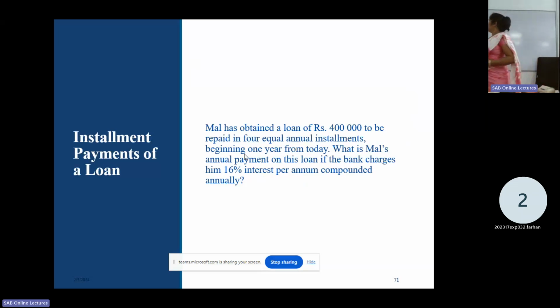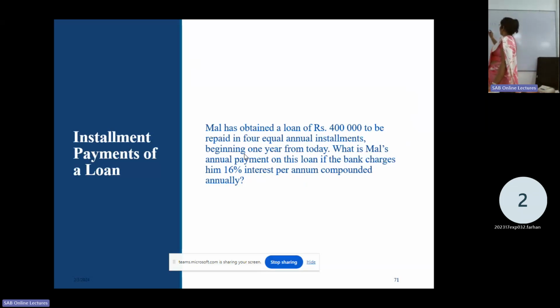You remember when you calculate the annual or the monthly installment of a loan, you are applying the present value interest factor annuity formula. You should know what the present value interest factor annuity is for this particular rate and for this particular period. So you are applying here the present value interest factor annuity formula.